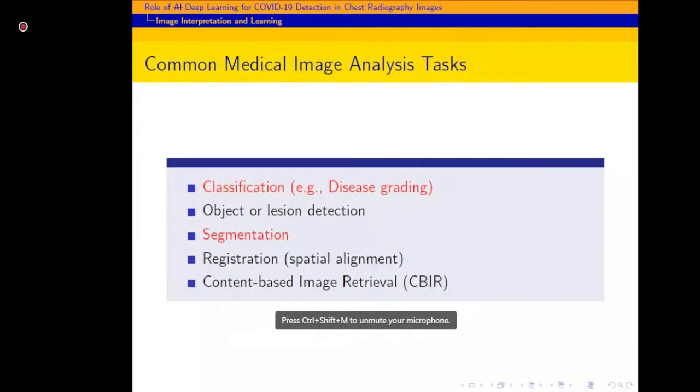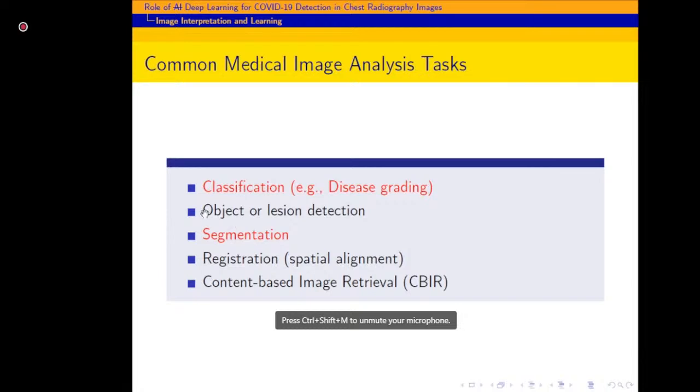And there are various types of problems that are currently being solved in the medical image analysis domain. One such popular type of task is classification, basically disease grading, where your task is to classify a medical image into different categories. Basically, whether there's a disease or not, or maybe tumor grading, whether the tumor is of grade 1, grade 2, grade 3, grade 4, like that. It's basically a classification problem. It can be a binary classification problem or a multi-class classification problem.